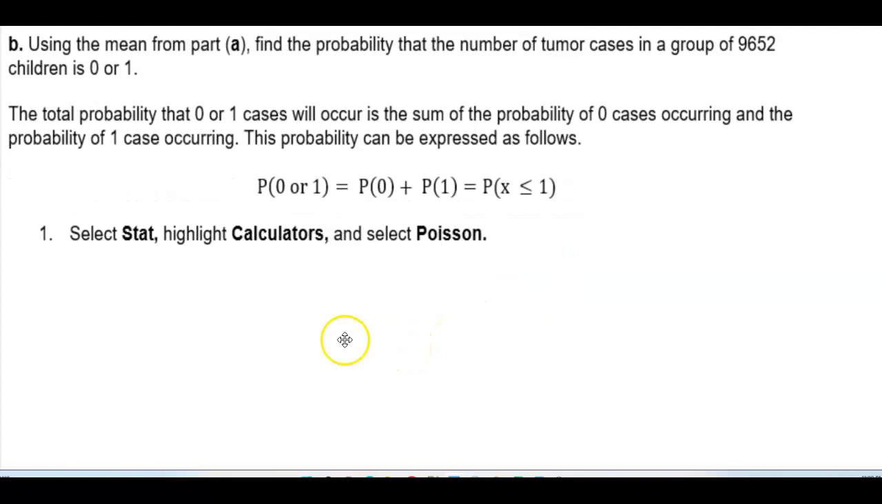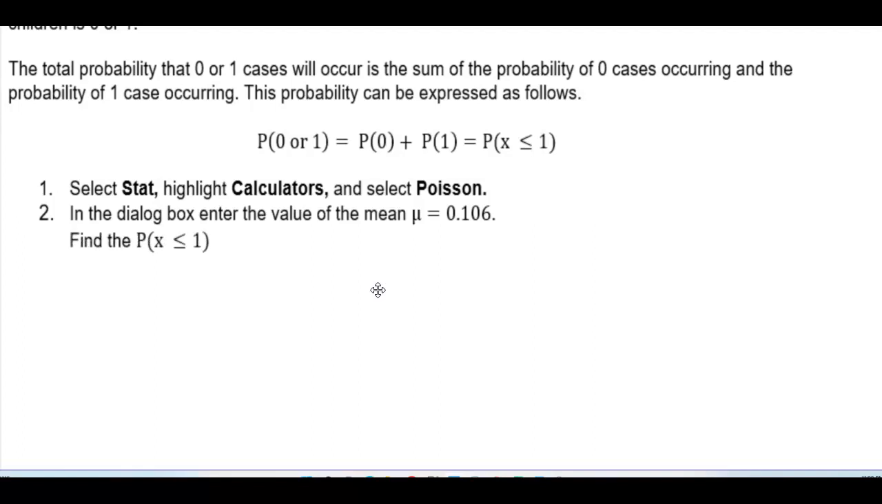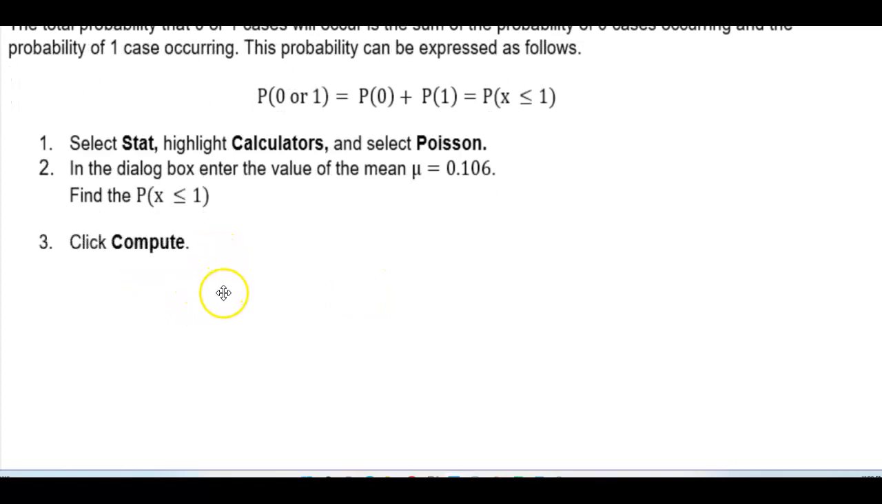So using StatCrunch, we're going to select Stat, highlight Calculators, and then select Poisson. In the dialog box, we're going to enter the value of the mean to be 0.106, and then we want to find the value of the probability of x to be less than or equal to 1, and then select Compute.